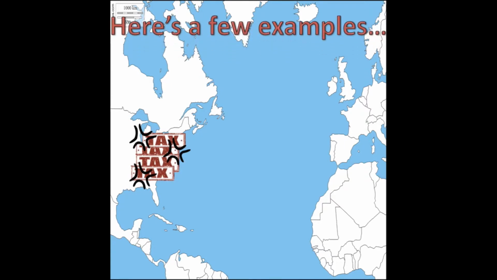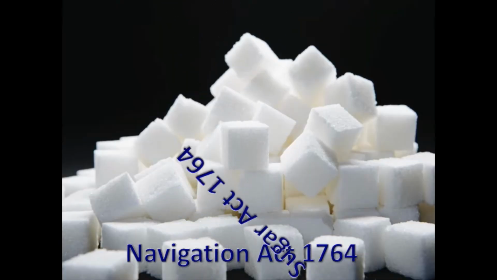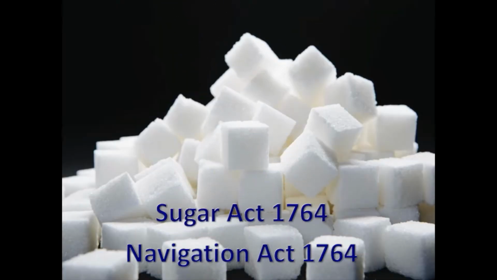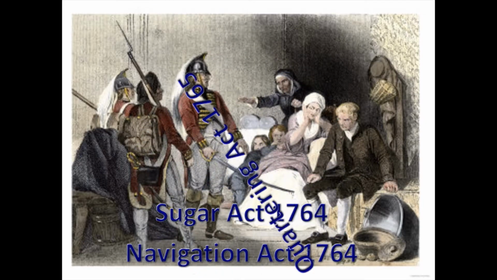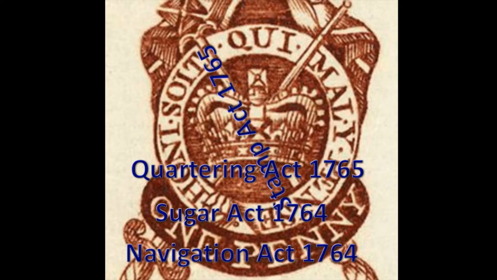A few of the taxes and regulations enforced upon the colonists included the Navigation Act in 1764 requiring colonists to export goods only to Britain, the Sugar Act in 1764 which taxed all sugar imported from the West Indies, the Quartering Act in 1765 forcing colonists to house and feed British soldiers, and the Stamp Act in 1765 which taxed paper products such as legal documents, newspapers, and even playing cards.